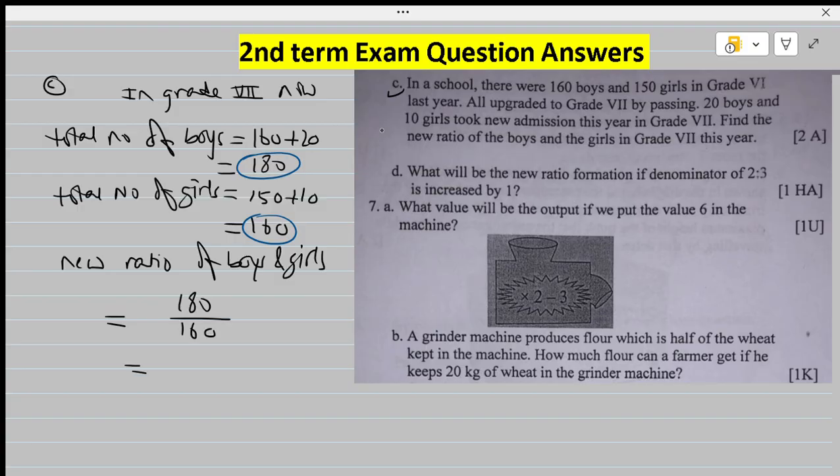So dividing by 10, we get 18 by 16, and we can divide by 2. So 2 nines and 2 eights, so the ratio is 9 is to 8. Therefore the new ratio of boys and girls is 9 is to 8. So that's the answer of number C, and I'll go with number D. I'll make this clear.